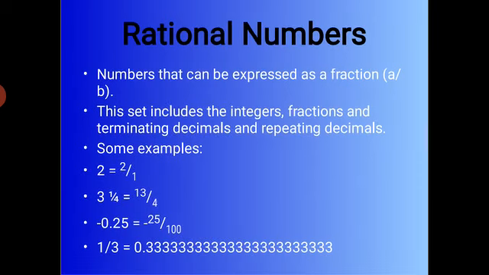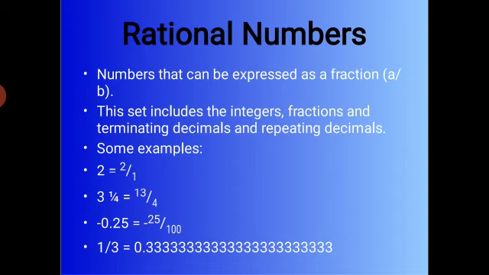Rational numbers. These are numbers that can be represented as a fraction A over B, where B is not equal to 0. You can never have a rational number where the denominator is equal to 0. This set includes the integers, fractions, terminating decimals and repeating decimals. When you have a fraction and its decimal terminates finitely, then we can term it a rational number.